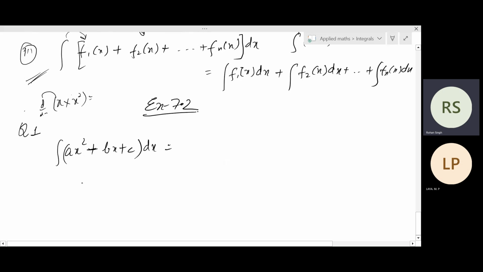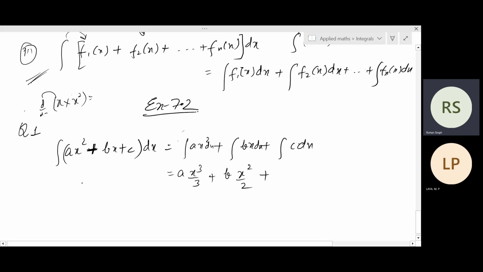Same thing here also. If you ever have multiplication in between, then you cannot split. But if you have addition, then you can split this integral over all of the terms inside the addition. So we can write integration of ax square dx plus integration of bx dx plus integration of c dx. You can split this integral over the entire terms, and then this a is constant, so you can write it outside the integral, and the integral of x square will be x cubed by 3. Then this b is constant, you can write this out, and the integral of x dx is x square by 2.